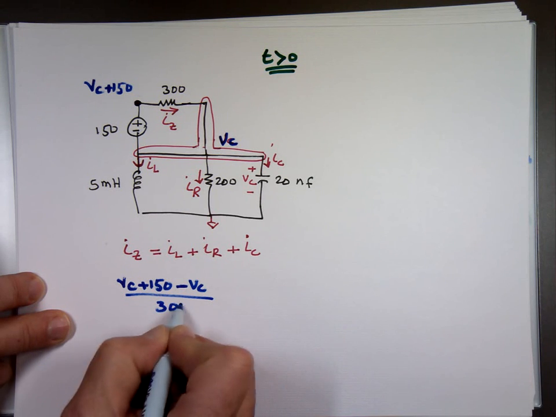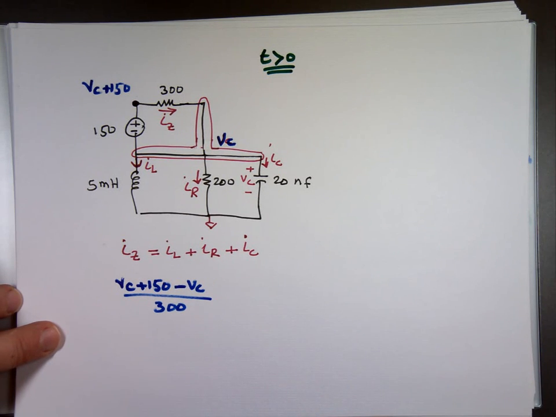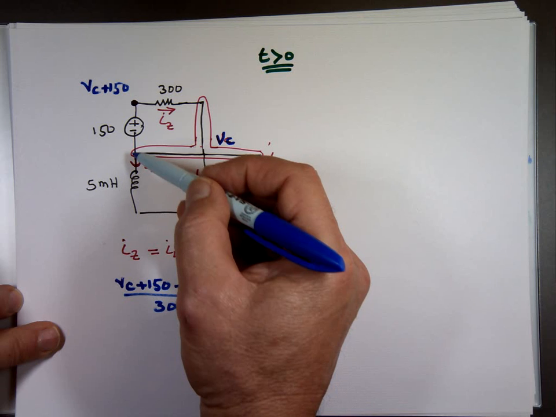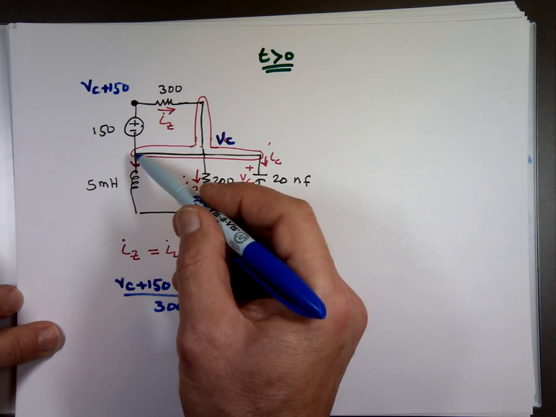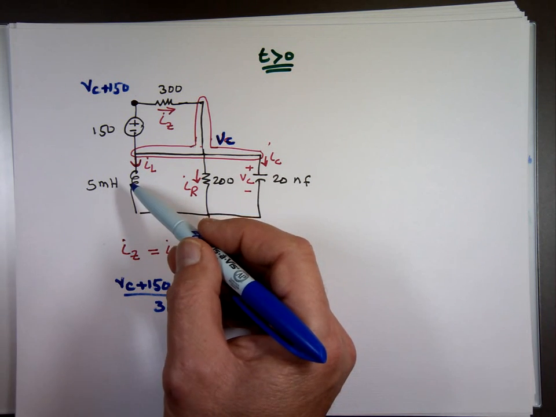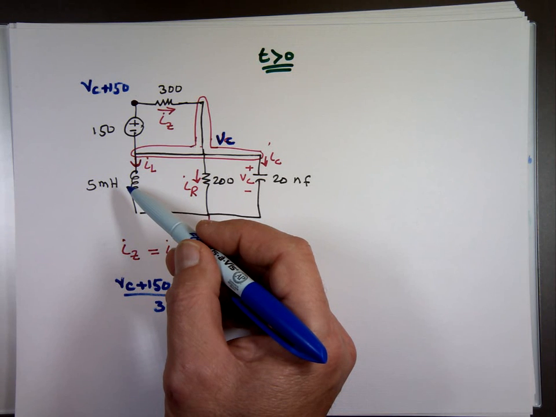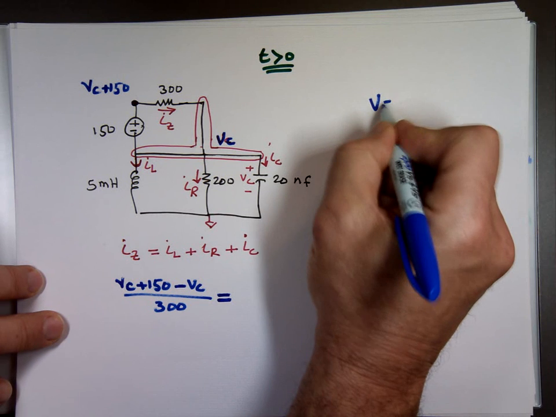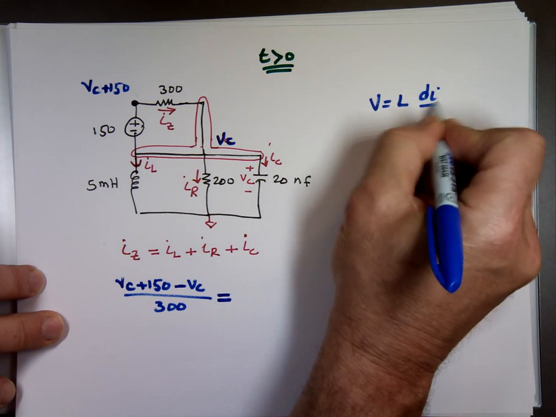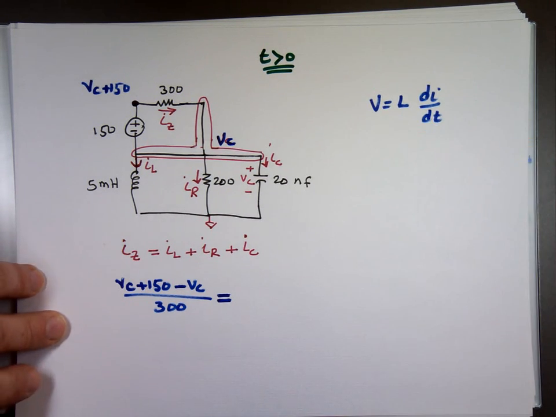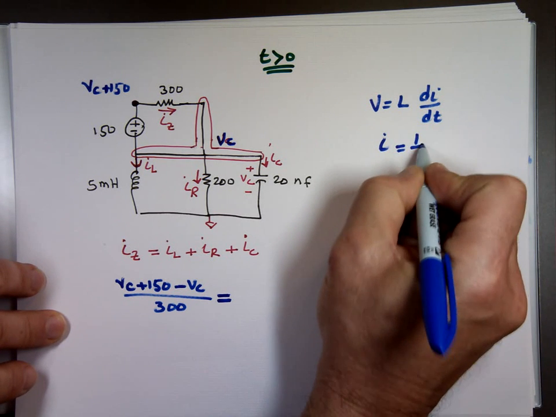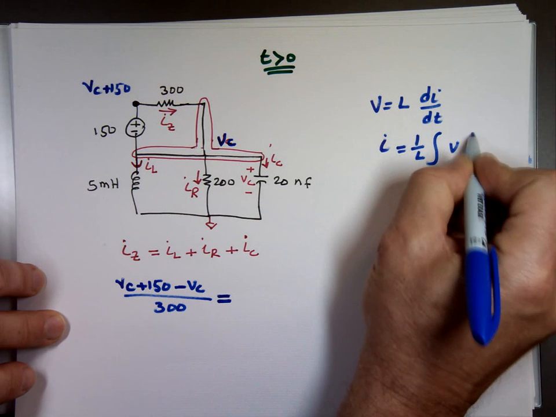So it's 150 over 300. What is I sub L? That's this current here coming down. We can't do this voltage minus this voltage divided by R because we don't know what R is. So what is V for an inductor? We know V equals L di dt. So what is then I equal to? 1 over L, the integral of V dt.